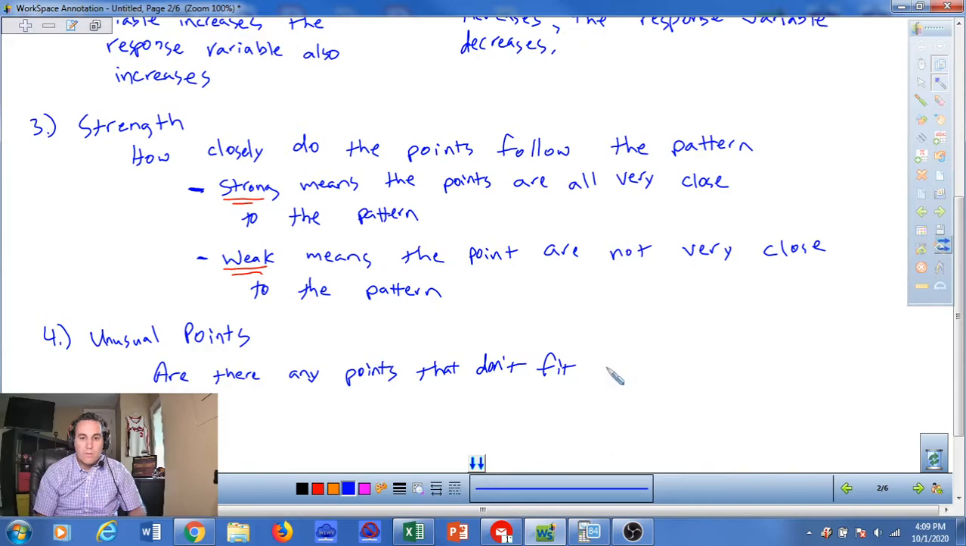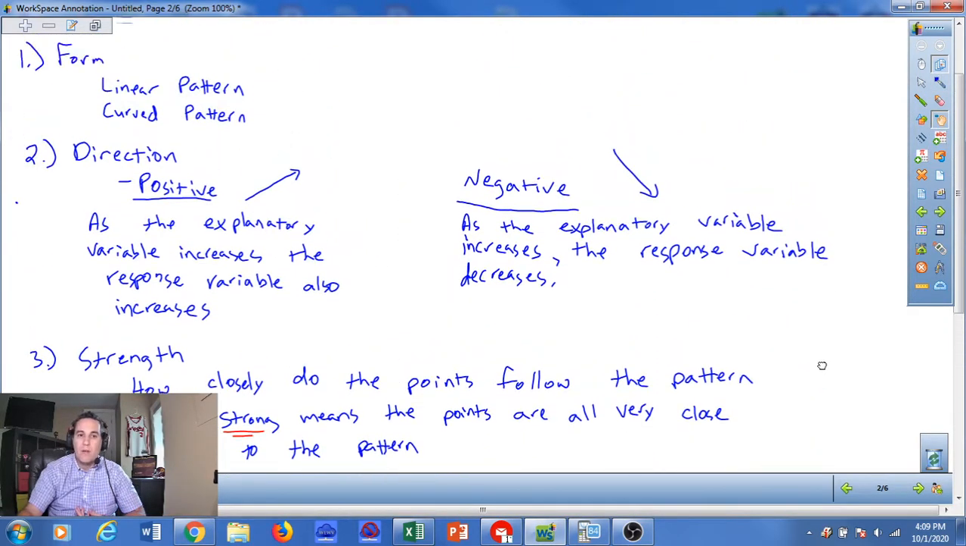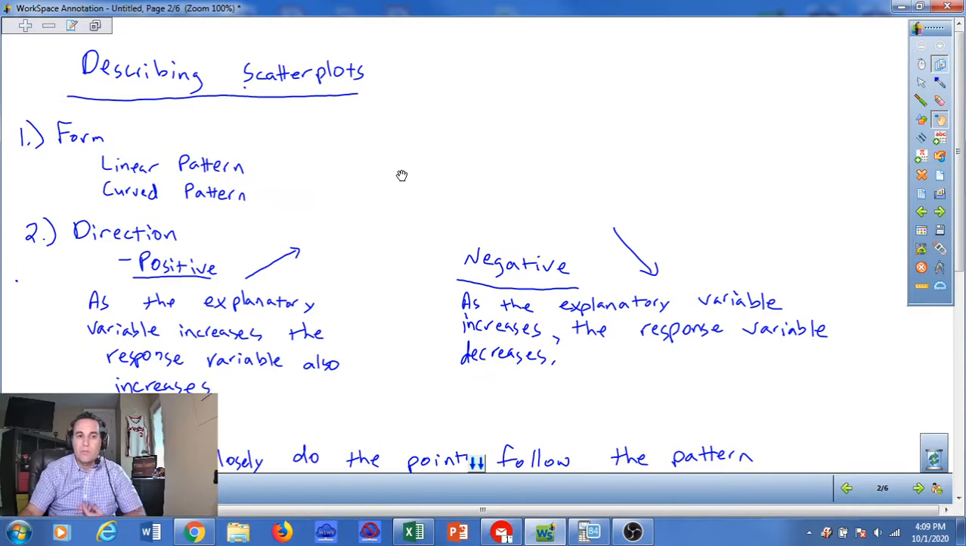Those would be unusual. So if you see something that doesn't fit, then you should point it out. You should circle it. You should tell me what the point is. Okay? We're looking for unusual points. So that is the last piece of your describing. So a lot of the homework problems you're going to have are on describing. Okay? So this is sort of the process. I need you to go through this process.